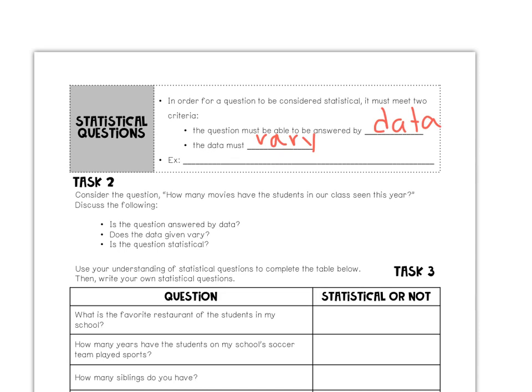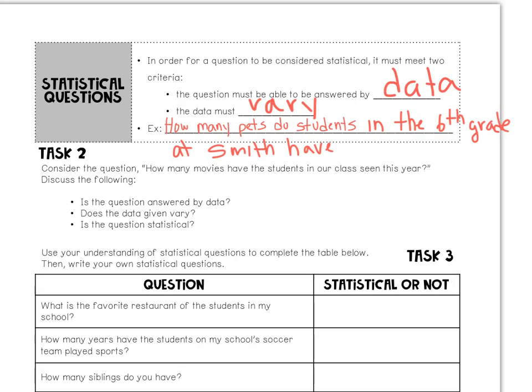So an example would be, how many pets do the students in the 6th grade at Smith Middle School have? All right, so again, the example was, how many pets do students in the 6th grade at Smith have? Take a moment to write that down. So why is that a statistical question? Well, first of all, we're going to be collecting data. In this case, we're going to be collecting numerical data. You're going to say whether you have 0 pets or 3 pets or 10 pets.